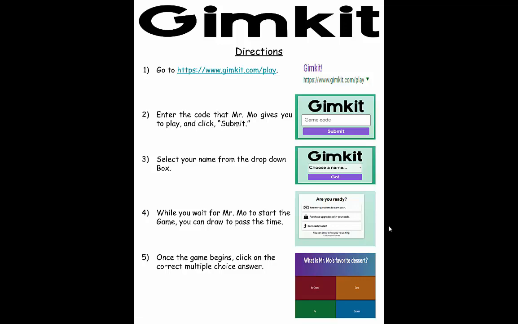Once everyone's joined, basically Gimkit is multiple choice. Now you can make it other things, but the most common way to do it would be multiple choice. So a question will come on the screen like, what is Mr. Mo's favorite dessert? And then they would click on one of the four choices that they think is the correct answer.